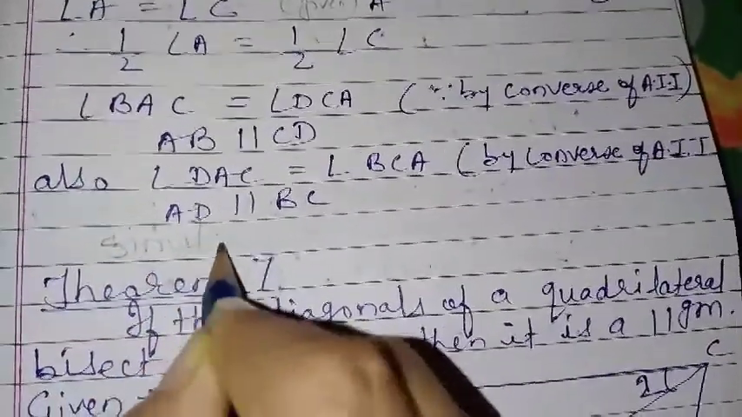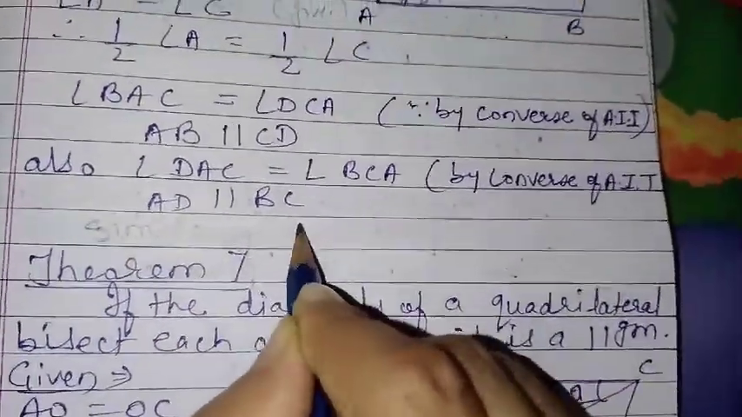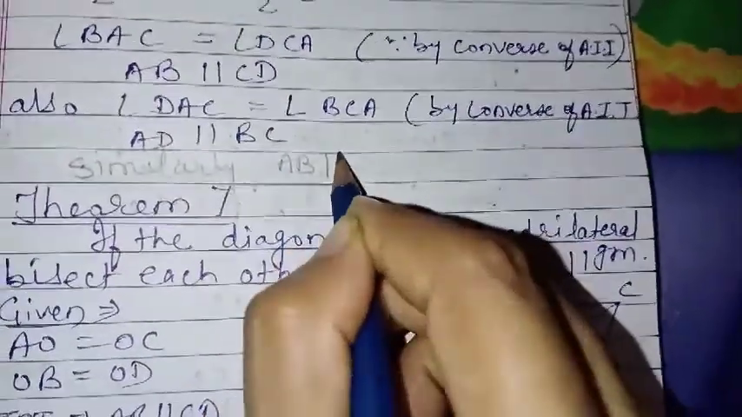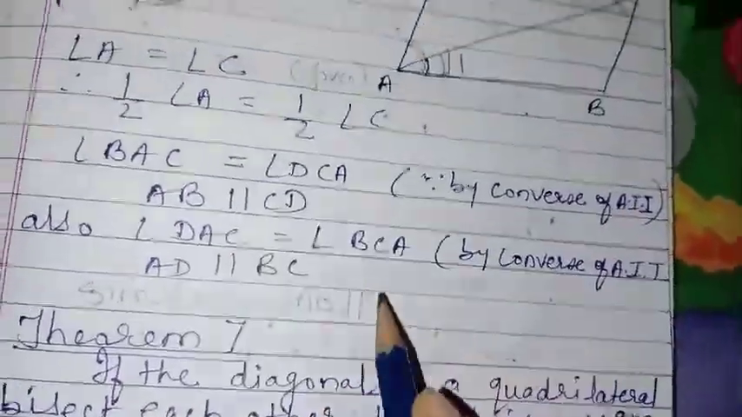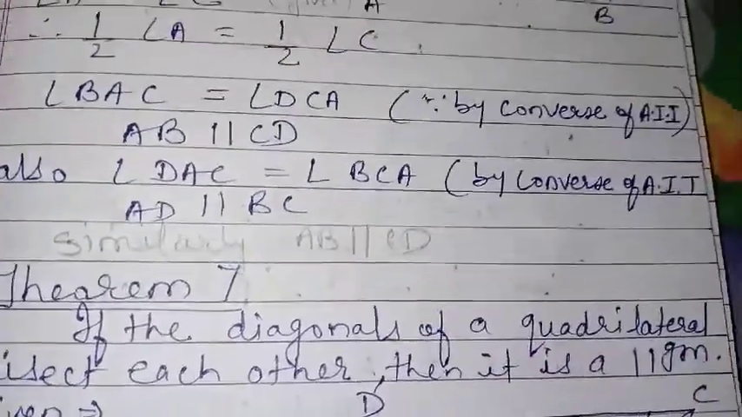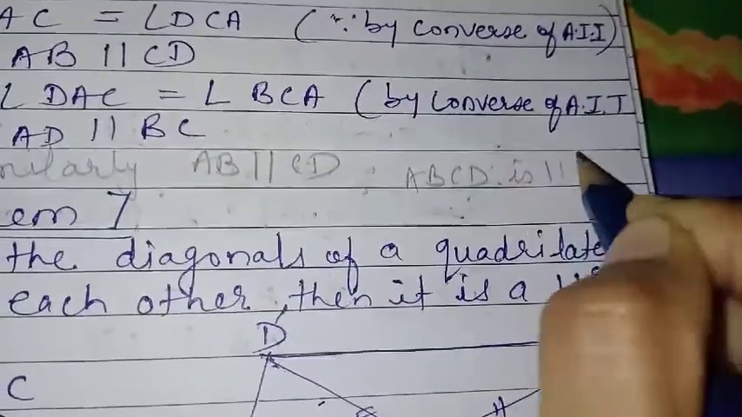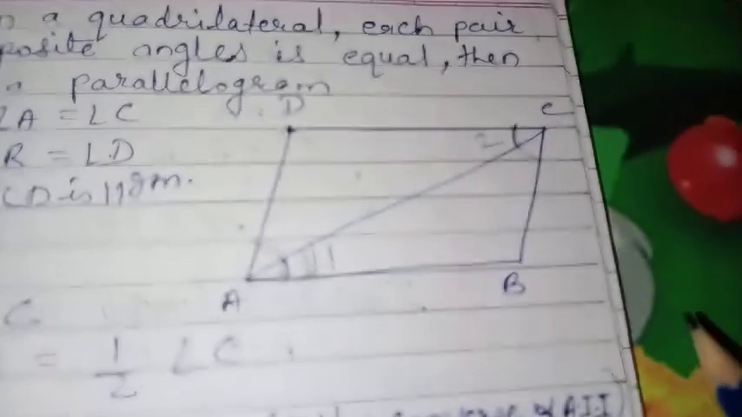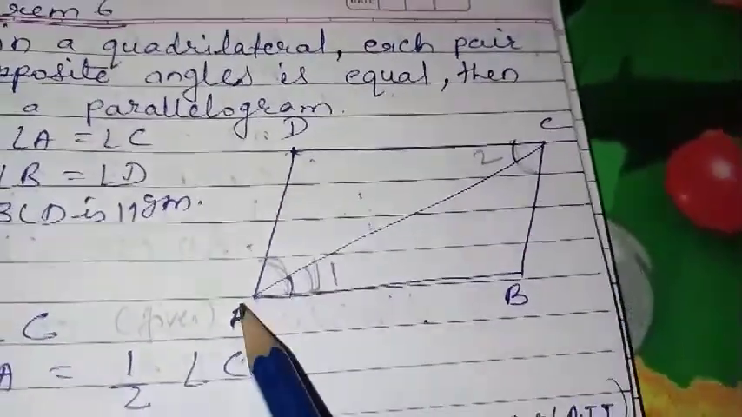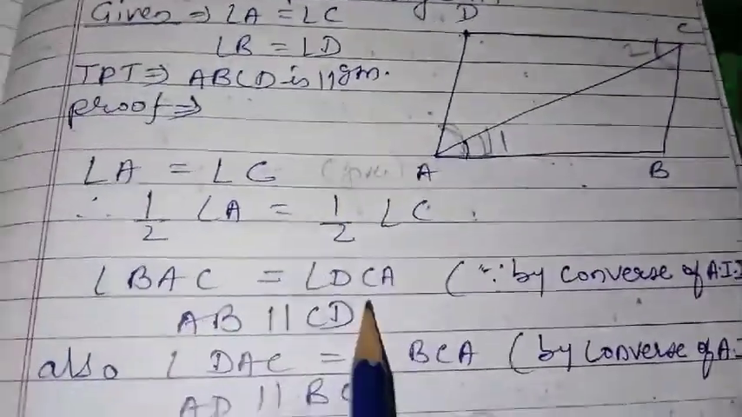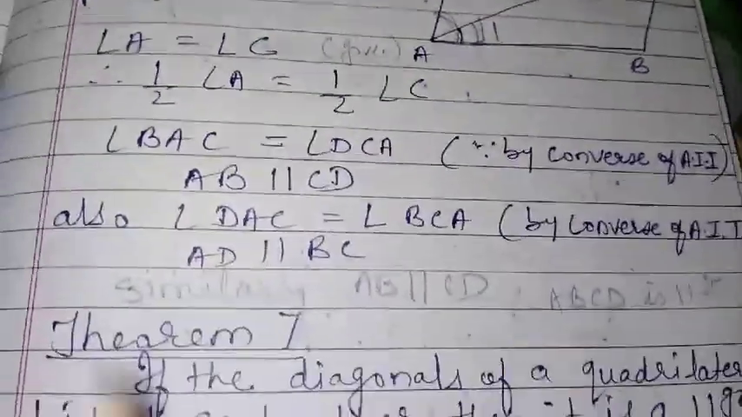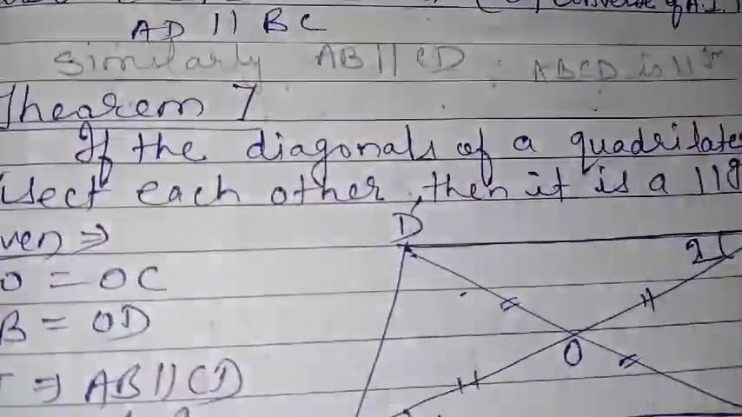Similarly, you can write AB is parallel to CD, and therefore ABCD is a parallelogram. Alright, both the opposite pairs are parallel. AB is parallel to CD. Also, BC is parallel to AD. Therefore, ABCD is a parallelogram. Right? Okay, let's move ahead with theorem number 7, which is also very easy.